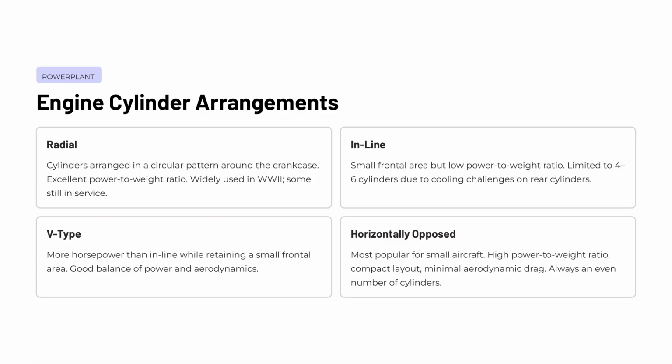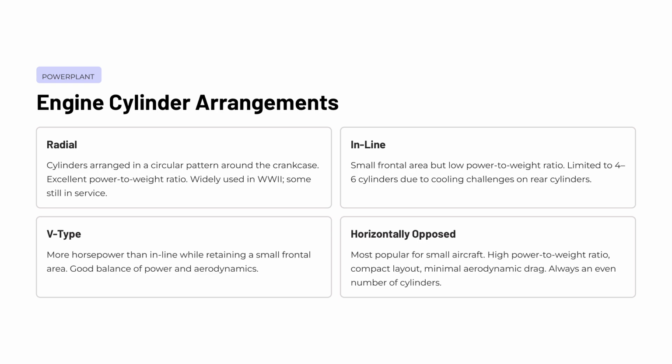The inline arrangement places cylinders in a single row, giving the aircraft a small frontal area, but it suffers from a low power-to-weight ratio and is generally limited to 4 to 6 cylinders because cooling the rear cylinders becomes increasingly difficult as more are added. The V-type engine improves on the inline design by producing more horsepower while still maintaining that small frontal area, offering a good balance between power output and aerodynamic efficiency.